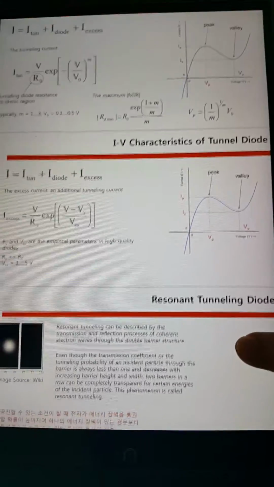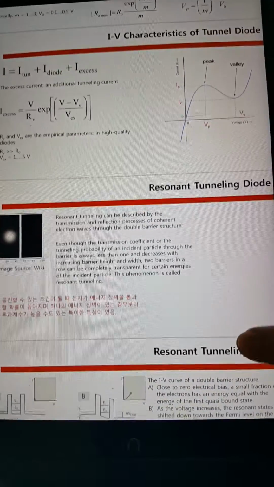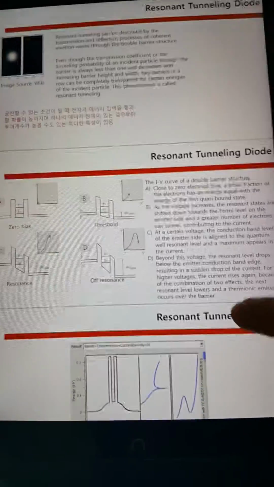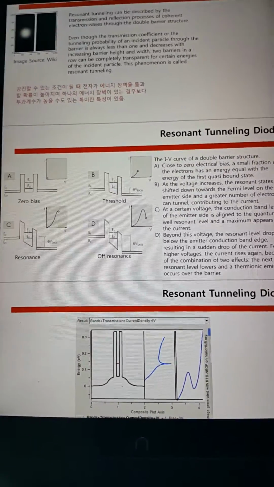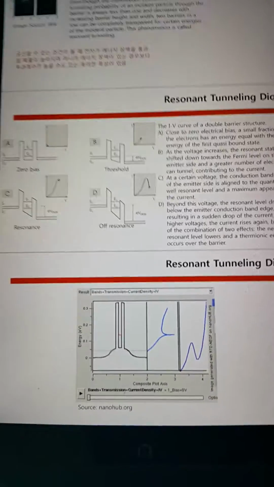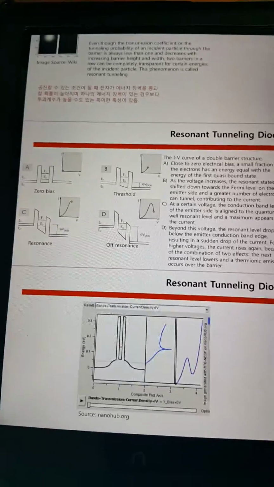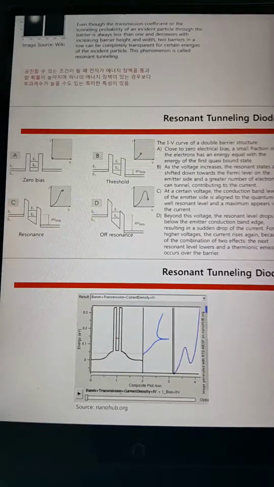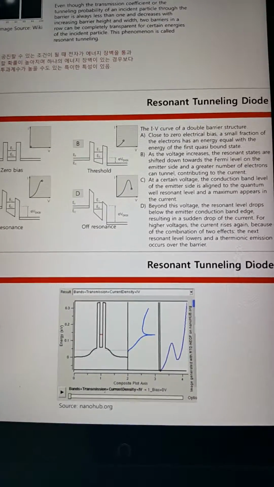And this is the resonant tunneling diode. The resonant tunneling diode shows zero bias, threshold, resonance, and off resonance. And this is the end of this brief lecture. Thank you.